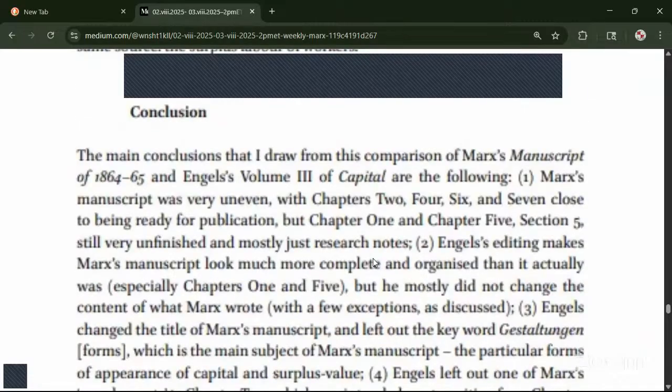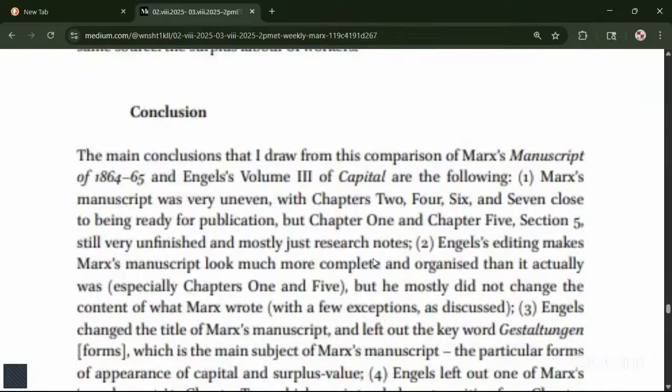Number one, Marx's manuscript was very uneven, with chapters 2, 4, 6, and 7 close to being ready for publication. But chapter 1 and chapter 5, section 5, was still very unfinished and mostly just research notes. Number two, Engels's editing makes Marx's manuscript look much more complete and organized than it actually was, especially chapters 1 and 5. But he mostly did not change the content of what Marx wrote, with a few exceptions as discussed above.